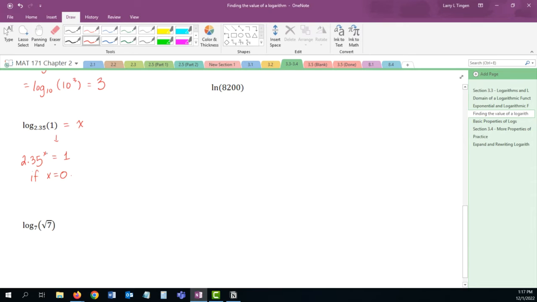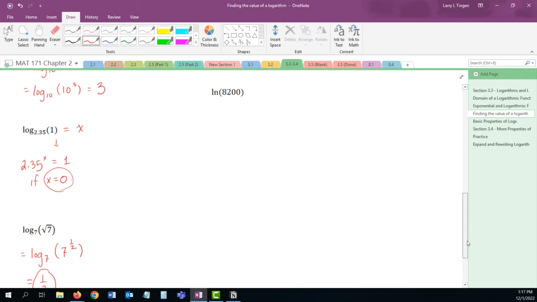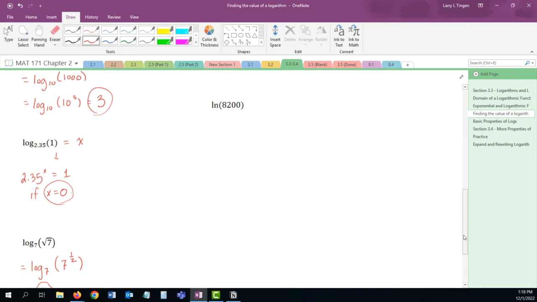And then lastly, we're going to reiterate what I said earlier. When I get the bases to match, the exponent then becomes the answer. Log base 7 of the square root of 7 can be rewritten as log base 7 of 7 to the 1/2 power. When the base of the log and the base of the argument match, the answer is the exponent. All right. What power do I raise 7 to get 7 to the 1/2? 1/2. All right, so, got those.